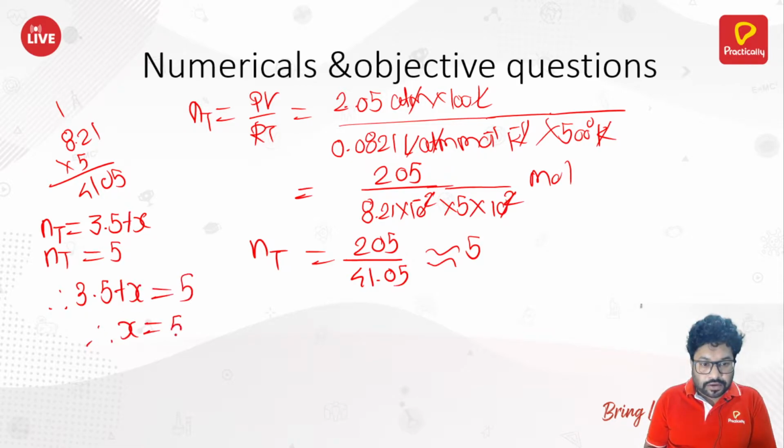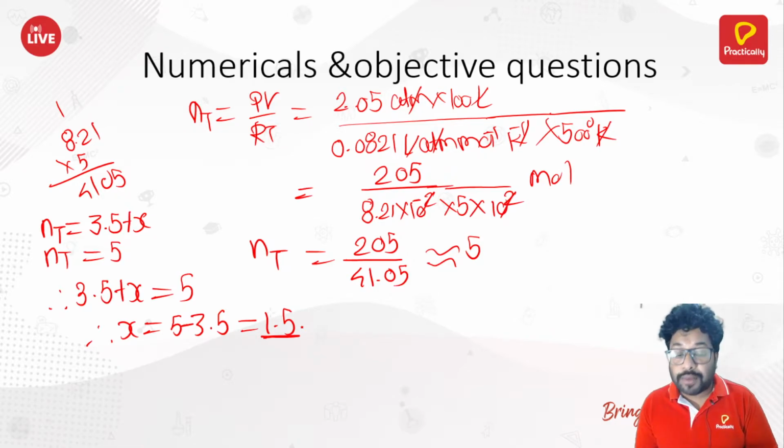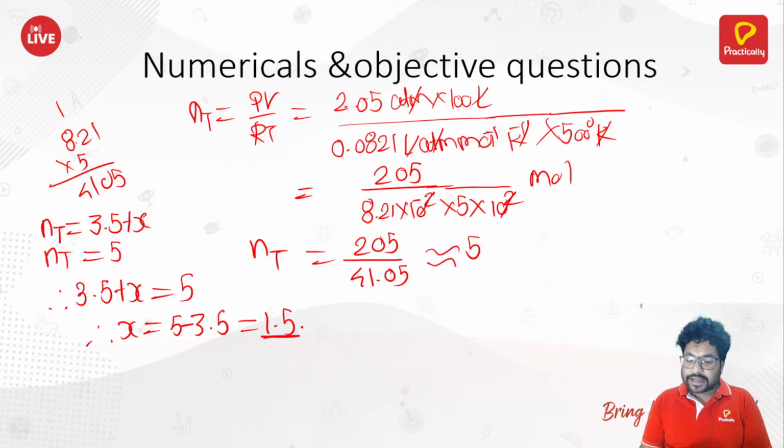Therefore X is equal to 5 minus 3.5. 5 minus 3.5 is how much? 1.5. So that is what your X is all about, right? So you got the X now.